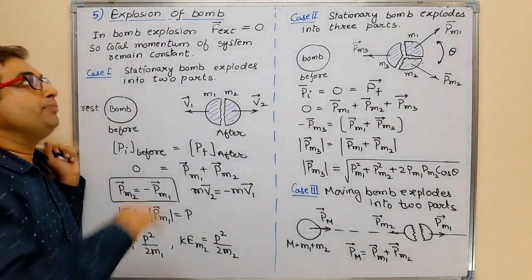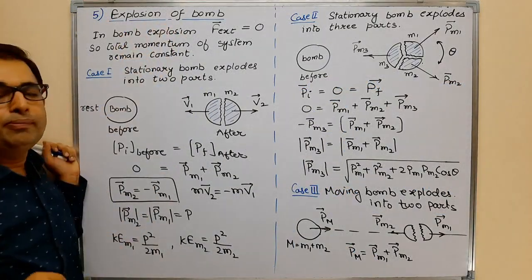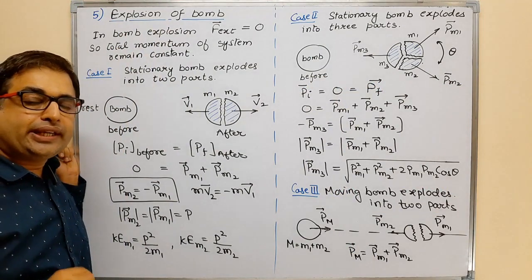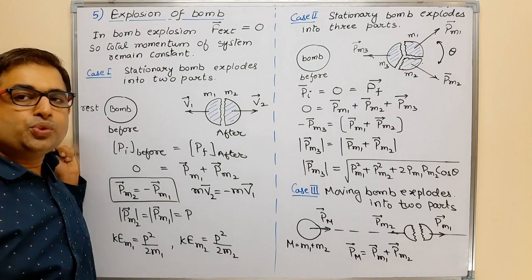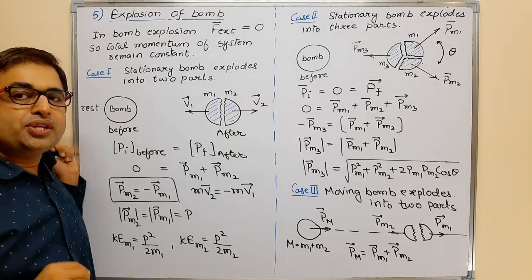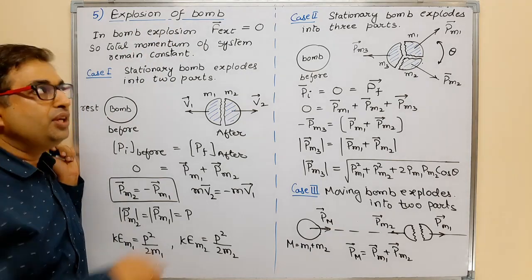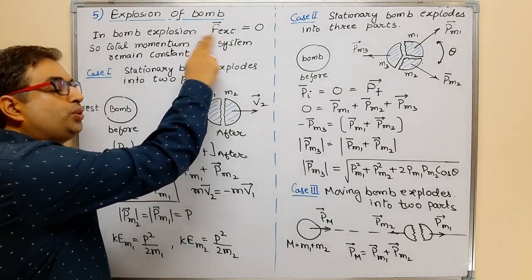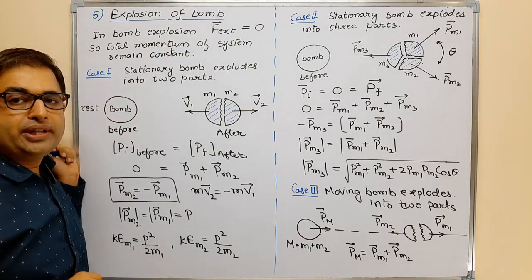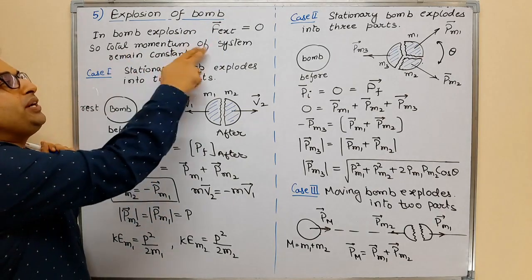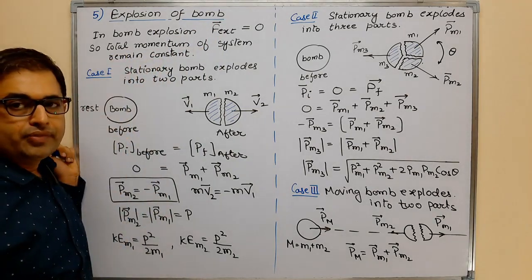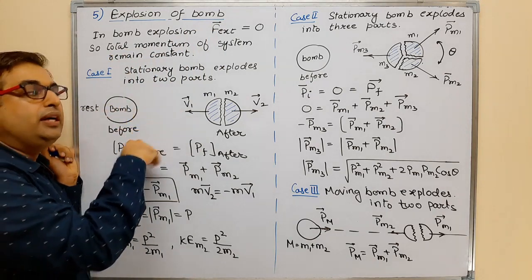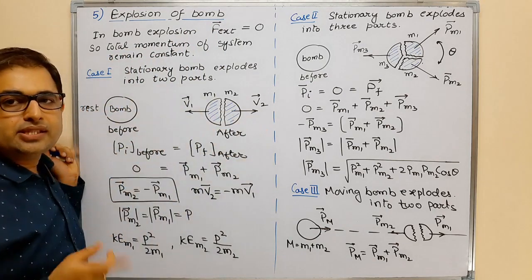Next, application number 5, explosion of bomb. In bomb explosion, the total external force acting on the bomb is equal to 0. The explosion is due to the chemical reaction. So there is no external force. If external force is zero, then according to linear momentum conservation, total momentum of the system remains constant. So momentum of bomb before blast and momentum of bomb after blast will remain same.